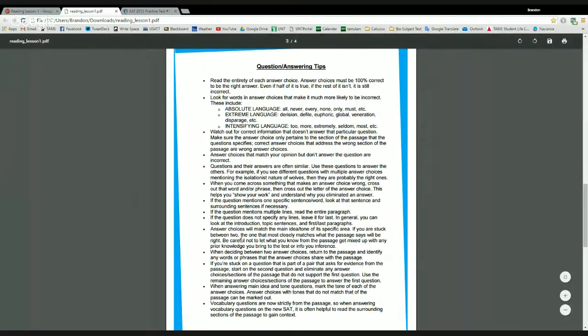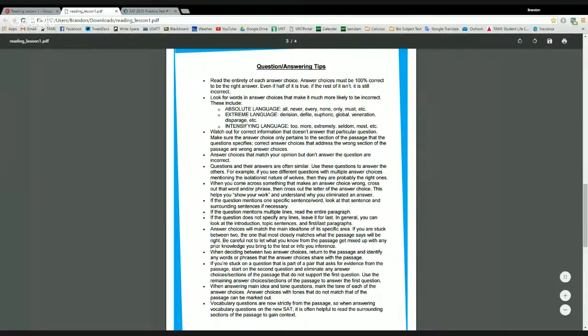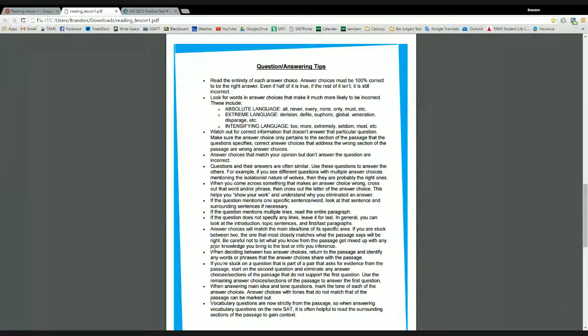Be careful not to let what you know from the passage get mixed up with any prior knowledge you bring to the test or info you infer. So make sure you don't base your answer choices off your opinion. When deciding between two answer choices, return to the passage and identify any words or phrases that the answer choice shared with the passage. So make sure you base all your answer choices off what the passage says and not what your friend thinks.